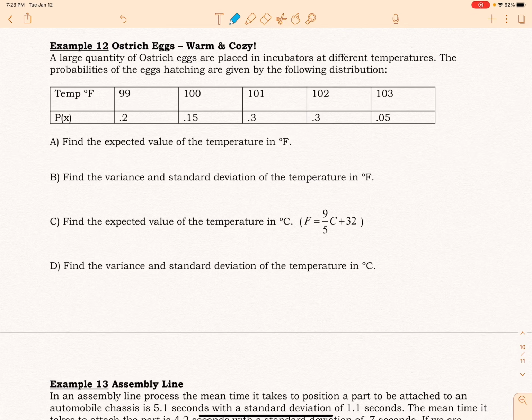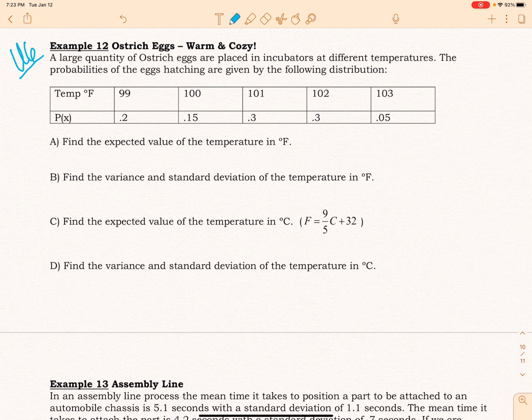Okay, AP Statistics, we are still in Unit 6, yay for us, and we are looking at example 12. I don't know if you remember this, but in the last unit when we talked about discrete distributions, this was one of the examples that I gave you to find your expected value and your standard deviation. So we have a large quantity of ostrich eggs that are placed in incubators at different temperatures. The probabilities of the eggs hatching are given by the following distribution.